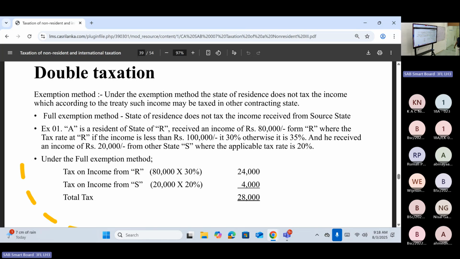But because of the double tax avoidance agreement, now he is paying only 28,000. We give the full exemption for this income, and therefore he is only paying 20% in country S and 30% in country R. Is that clear?